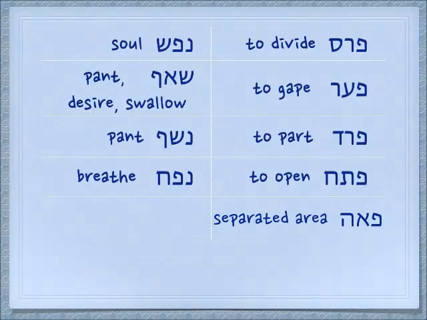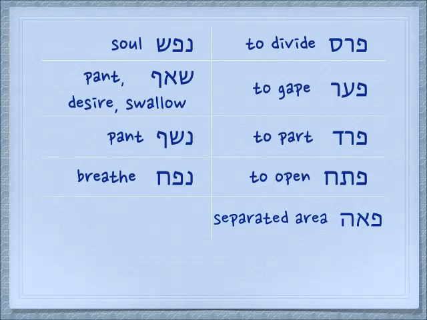for mouth. What's interesting about this letter is that it appears in words that have two different kinds of meanings. In the column on the right, you see words that have to do with separation or dividing. And if we look at the face, the mouth is where the face actually divides. And so these words are related to opening or dividing, and they all have the pe in them.